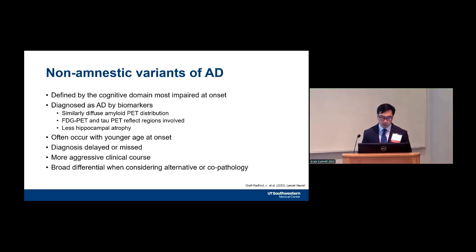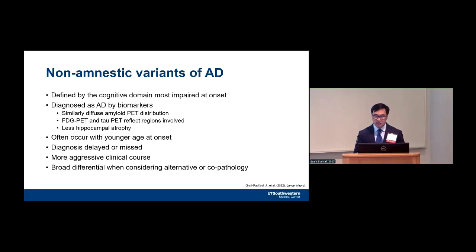When you're looking at those biomarkers, if you're looking at the amyloid PET scan results, they all pretty much have a similar kind of pattern of amyloid PET distribution. Now, what can be different is the abnormalities seen on FDG PET and the tau PET. Those tend to be abnormal in the region that you expect to be involved. If it's more of executive dysfunction, you see more frontal lobe involvement. If there's more visual issues, they'll be more in the posterior areas. Overall, they can have less hippocampal atrophy since there's less memory involvement. These non-amnestic variants do tend to occur in patients that are presenting at younger age.